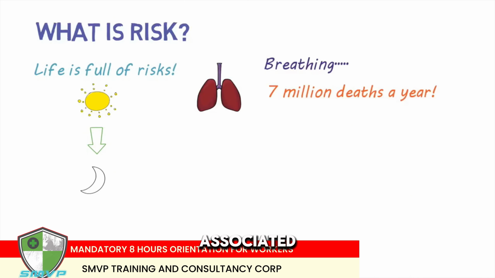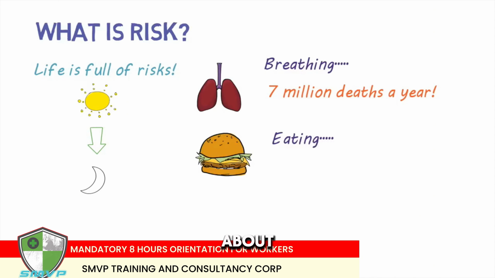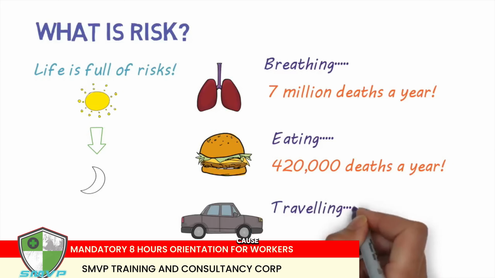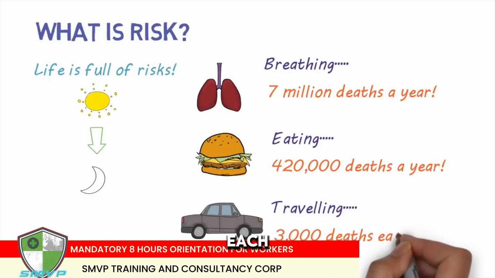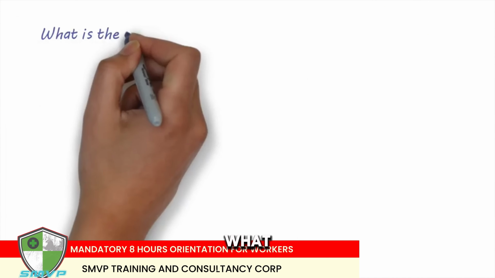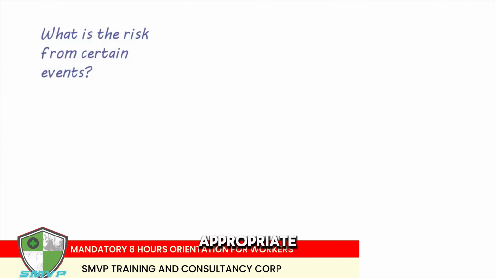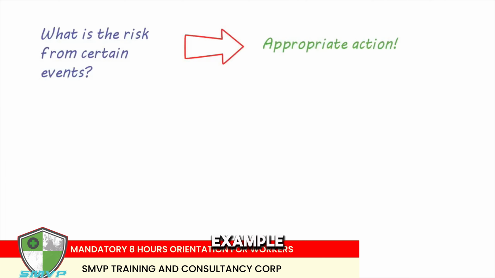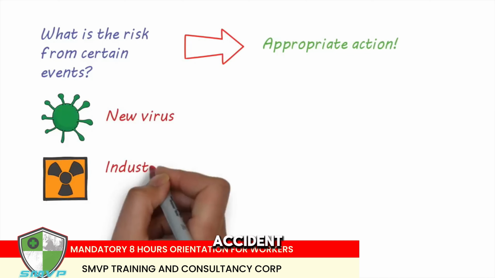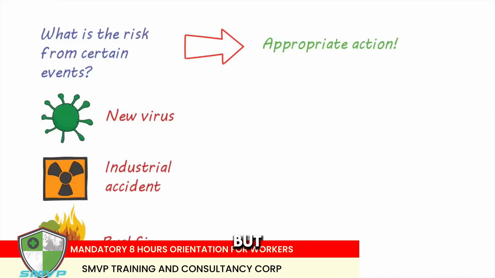There are risks associated with eating. Foodborne illness causes about 420,000 deaths each year. And then there's traveling. Road accidents cause over 3,000 deaths each day. In fact, every day we have to make constant decisions about the risks we face. Now, there are situations in which we need to know what the risk is from certain events so that appropriate action can be taken. For example, what's the risk to health from a new influenza virus, an industrial chemical accident, or a bushfire? But first, what exactly is risk?